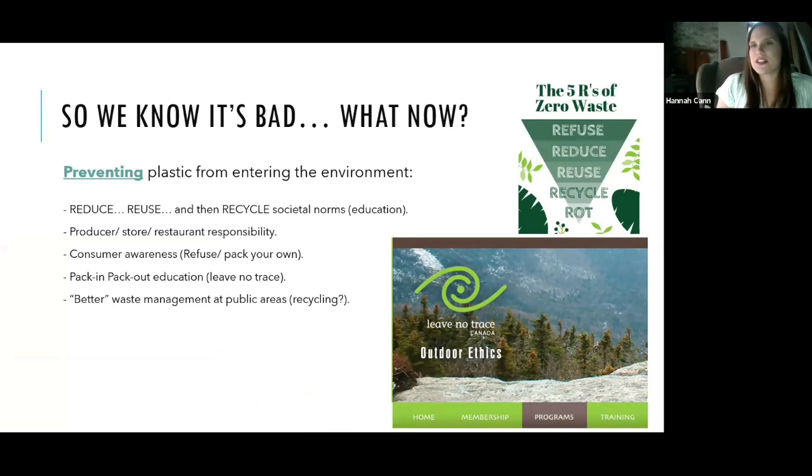And there is responsibility on the part of the producer, the store, or restaurant that's giving out these items, but there's also responsibility on the consumer to be aware enough to refuse a straw or to pack your own. Promoting that pack in, pack out education, like when you go to the grotto for your Saturday, you need to bring home all the water bottles that you brought with you instead of trying to stash them in a little crevice, which we often see, unfortunately. And then, of course, better waste management at public areas. So this is just tweaking the different types of waste receptacles that are available to people.